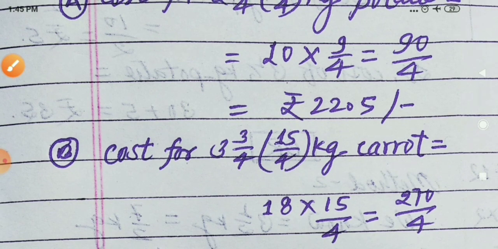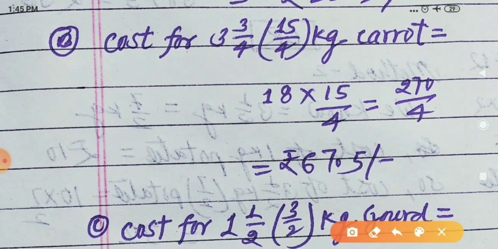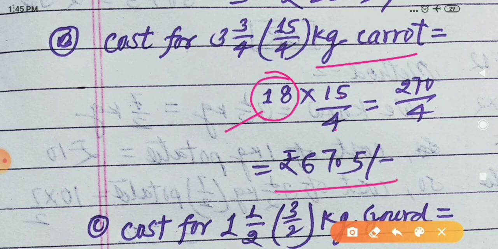Now the cost for 3 whole 3 upon 4 kilogram carrot, it means 15 upon 4 kilogram. So 18 rupees is the cost of 1 kilogram carrot. So you will multiply this 18 with 15 upon 4. Then you will get 270 upon 4. So when you divide this number, you will get 67.5 rupees. So this is the cost of 3 whole 3 upon 4 kilogram carrot.